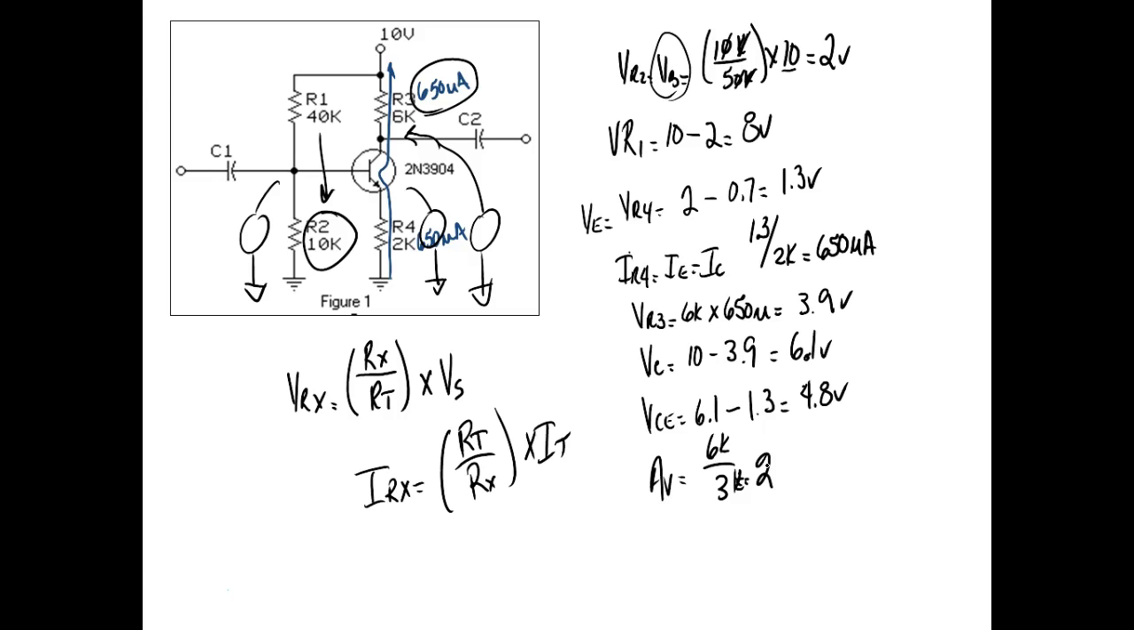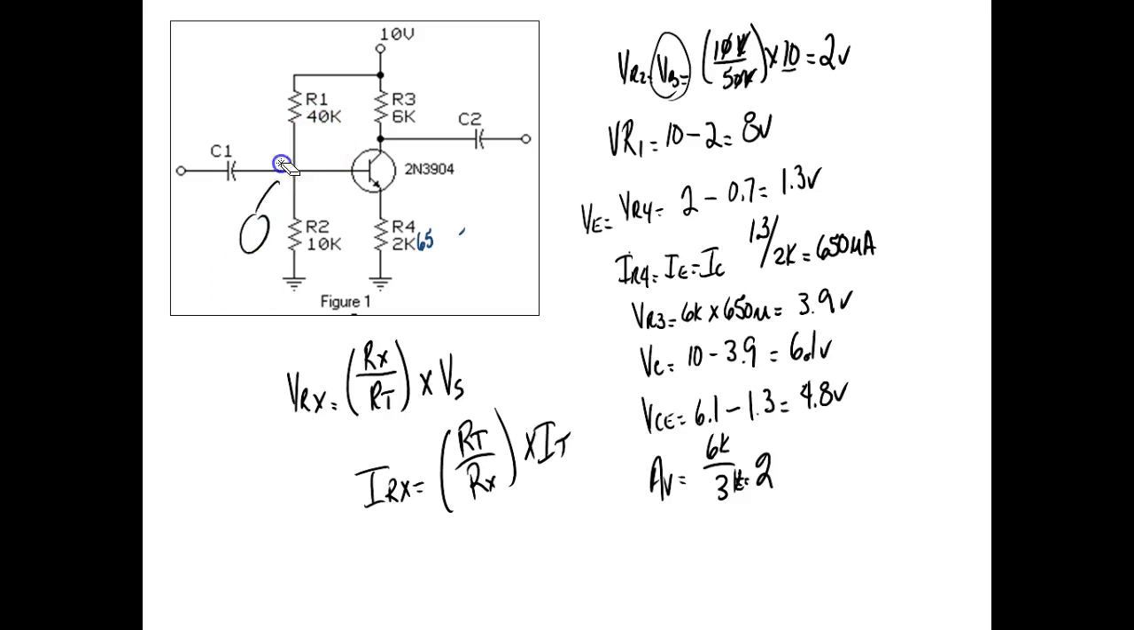Now, if I was to come up here and put a load out here, let's go ahead and look at that too while we're here. This is unloaded. So what would you expect to happen to the gain if I come up here and put, we'll make it real easy, a 6K resistor out there? What would you expect to happen to the gain? Would the gain go up or would the gain go down?